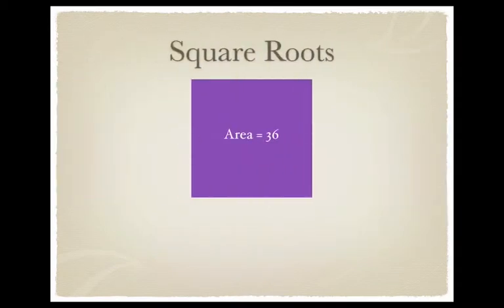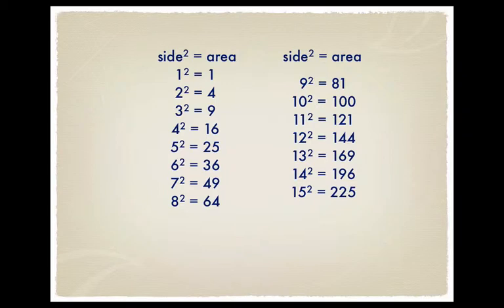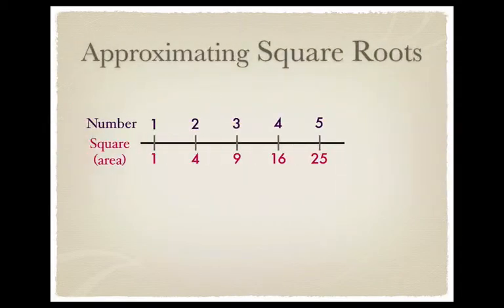So let's go backwards. What if I have an area of 36 and I want to know what side it is? That's the square root of 36. How do I do that? Well, I know that 6 times 6 is 36, so the square root of 36 is 6. How about this one? If the area is 12, what's the side? What's the square root of 12? A little more difficult, because if you look at our chart again, there is no area with 12. So how do we come about figuring out what that area is?